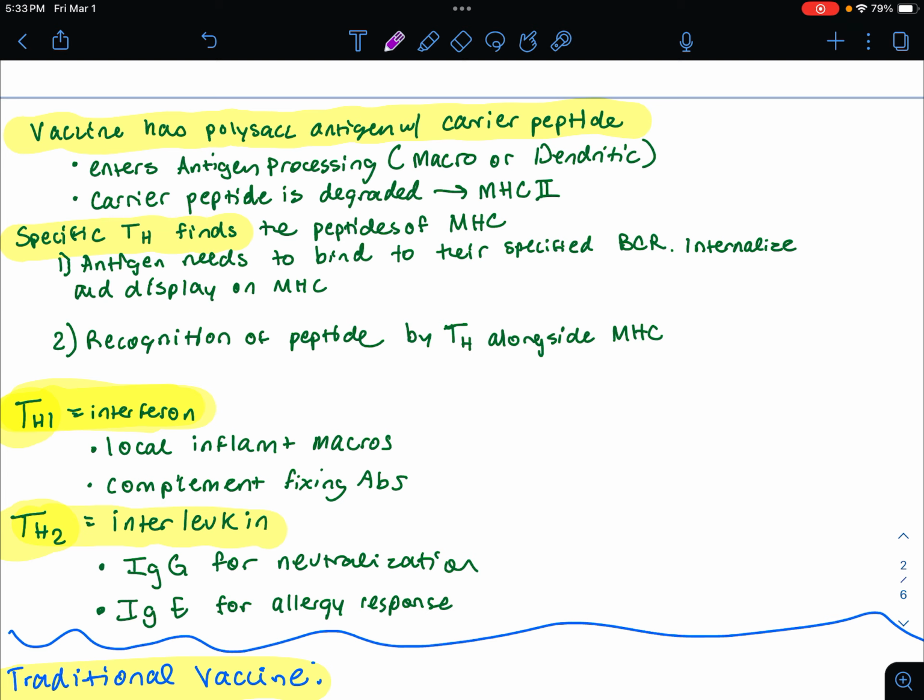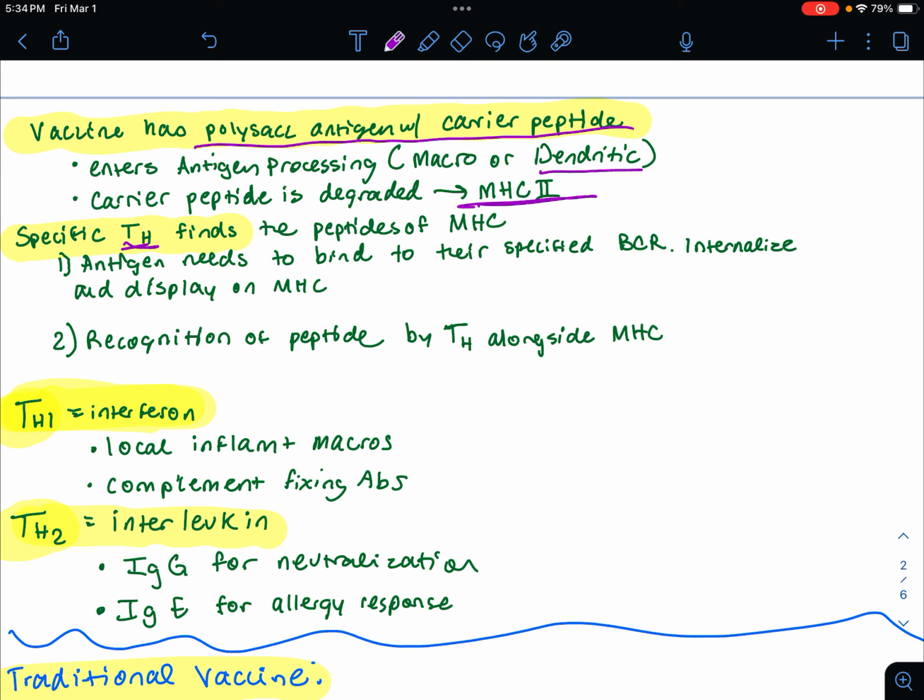So let's say the vaccine has a polysaccharide antigen with a carrier peptide. That carrier peptide, more on that later. The vaccine will enter the antigen processing cell, also known as a macrophage or dendritic cell. And then you're going to degrade the carrier protein into peptides that are presented on the MHC. This is going to be class 2 MHC, but it just says MHC there. The specific T helper cell, that's TH, will find the peptides on this MHC. And again, the MHC is on the APC, or the antigen processing cell.